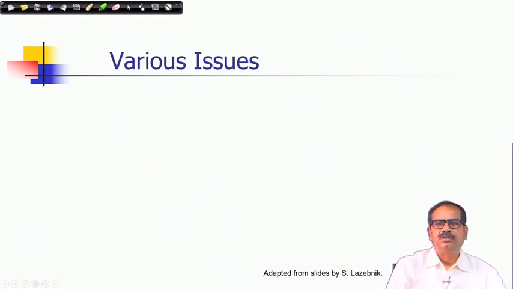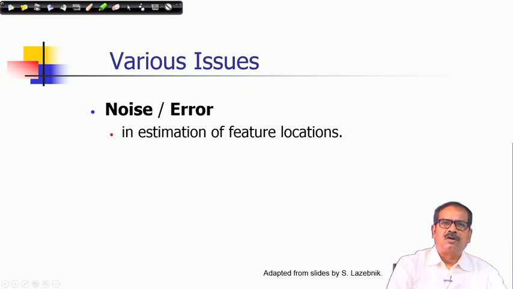There are various issues involved in model fitting. Your observation could be noisy, there could be error. For example, even when you are obtaining data, you are applying different computational techniques, different kinds of estimation. So, this estimation will have some error. Feature locations may not be precisely found, there could be some error in deciding about those locations.